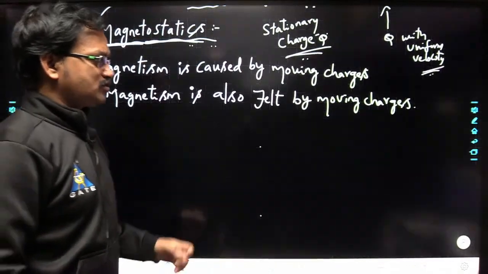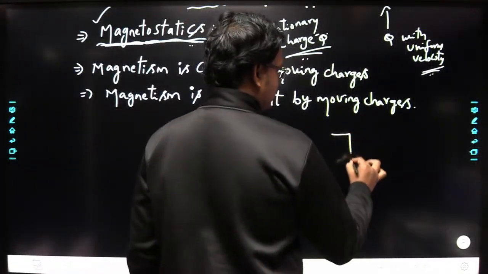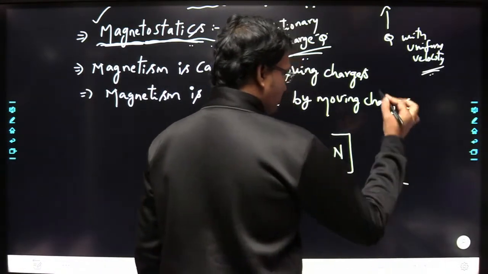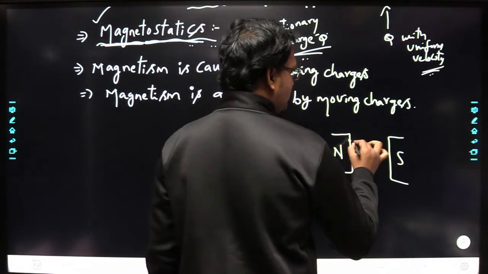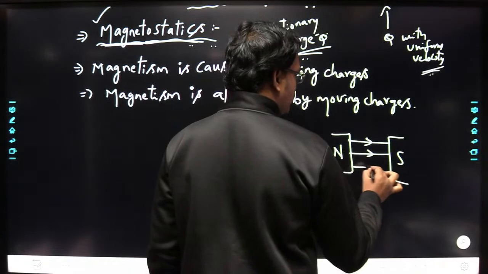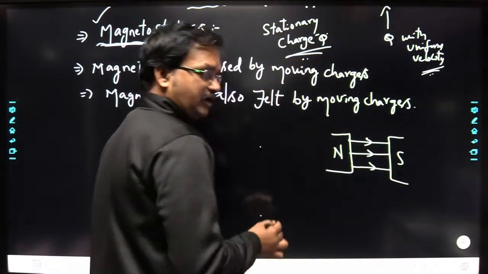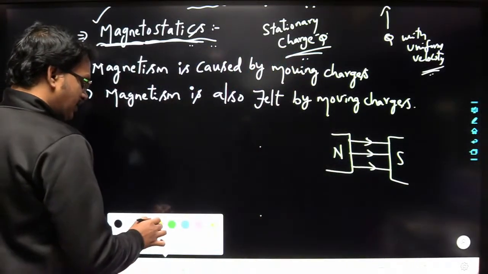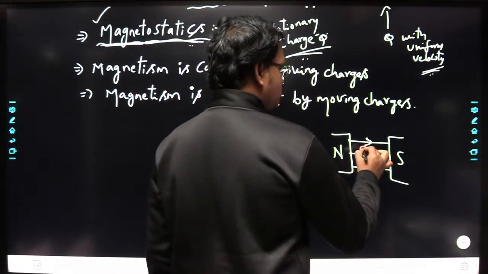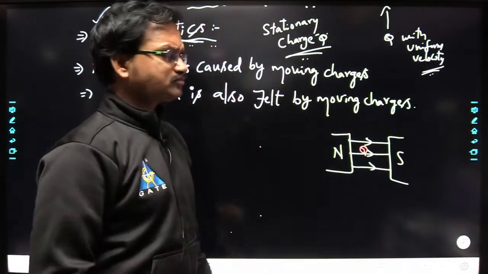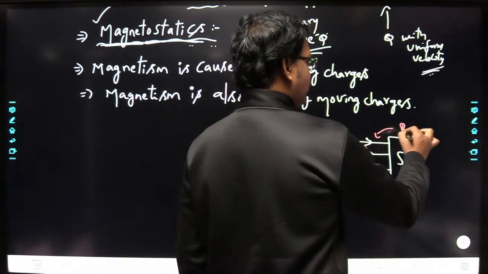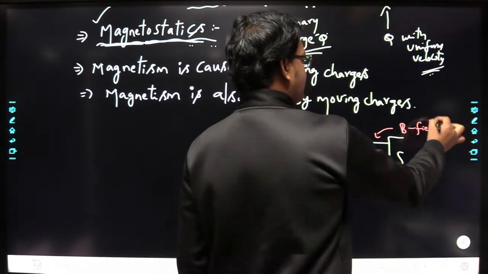See, suppose take a magnet here, let us consider this is the north pole, and here the south pole. The magnetic field lines will always point from north pole to south pole here, right? Now if you place a charge q, some stationary charge q, in the magnetic field, this field is nothing but the B field, that is the magnetic field.